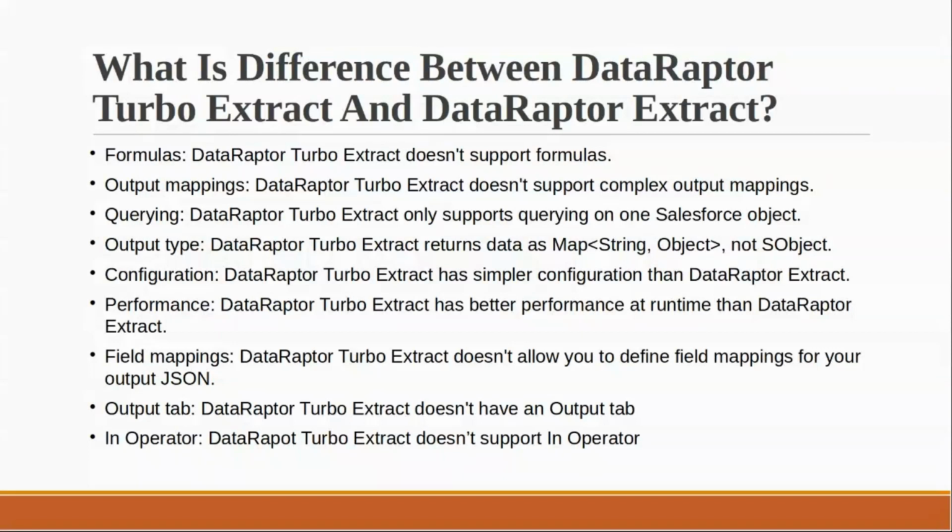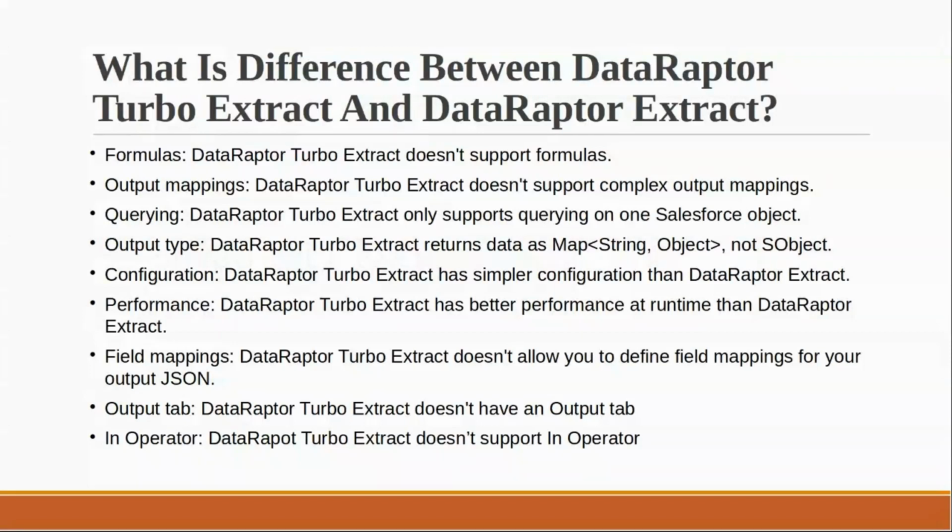In case of query, as we are all aware, Data Turbo Extract only supports querying from one single SObject, whereas Data Extract can query from multiple SObjects. Then output type, as I mentioned, Data Turbo Extract returns data in the form of a map of string, object, whereas Data Extract gives the data in the form of an SObject.